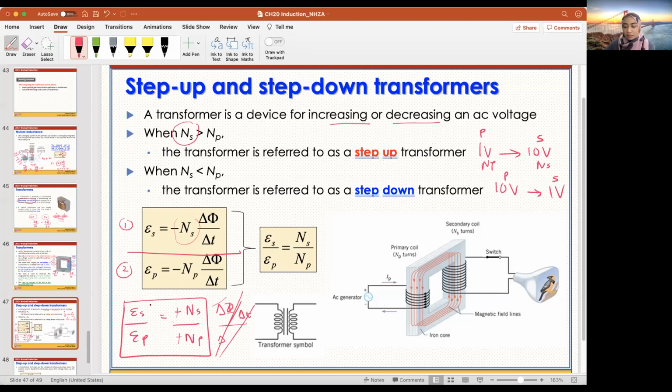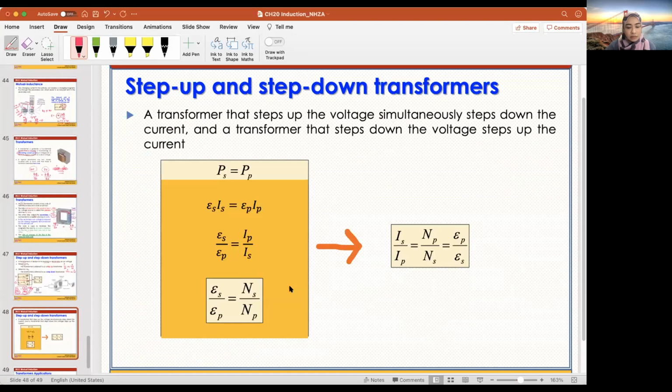So dia boleh tanya macam ni. So if the secondary coil has 10 turns and the primary coil has 100 turns, the voltage of the primary coil is 5 volt. What is the secondary coil? So use this ratio. You have the number of turns and you have the primary voltage. So solve for the EMF of the secondary coil. So that is how they can ask you. Okay. Senang je saya rasa.